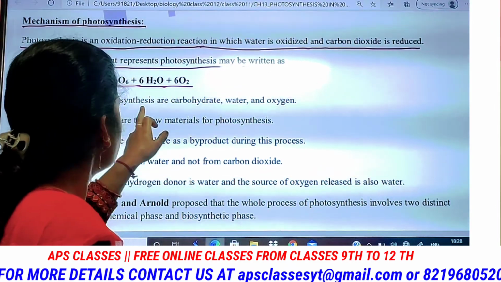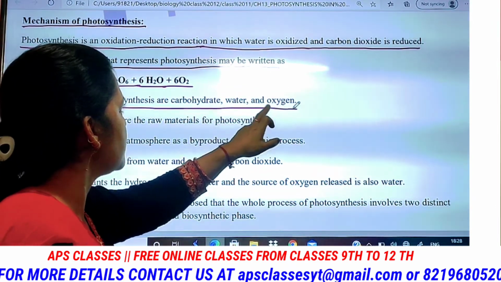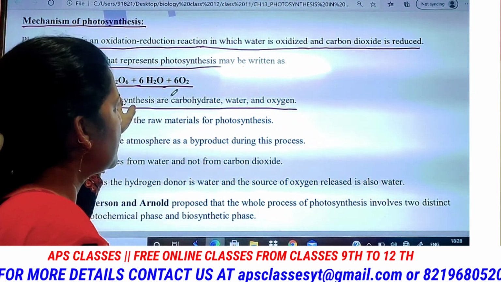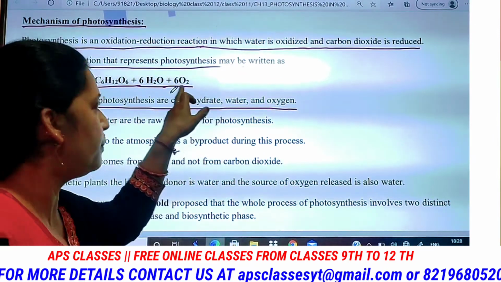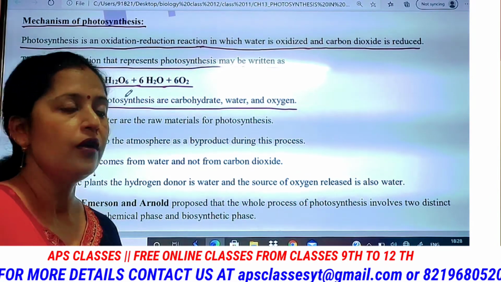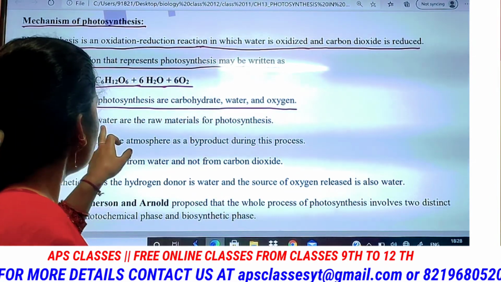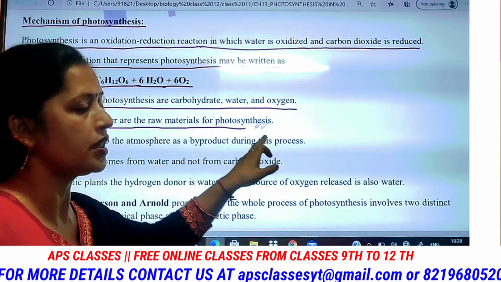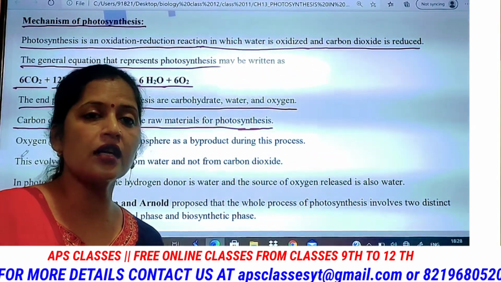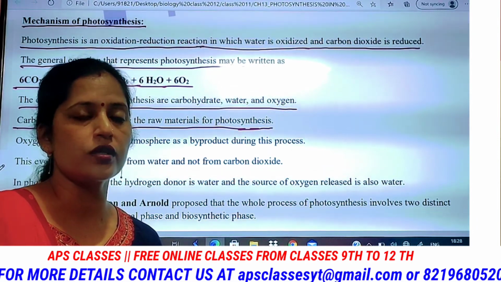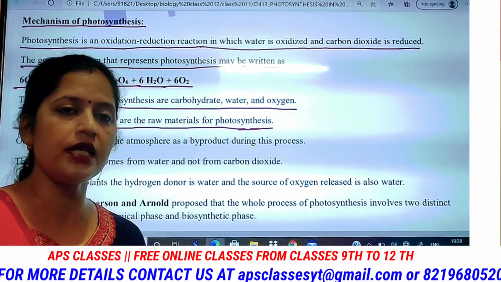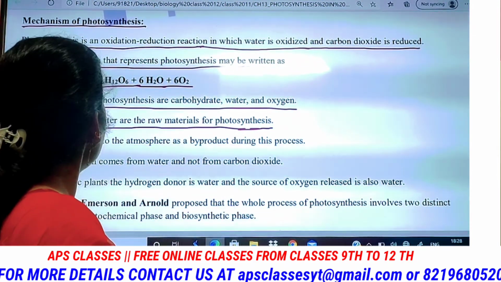The end products of photosynthesis are carbohydrate, water and oxygen. That is carbohydrates in the form of glucose, plus water and oxygen. Carbon dioxide and water are the raw materials for the process of photosynthesis. So the raw materials are carbon dioxide and water.